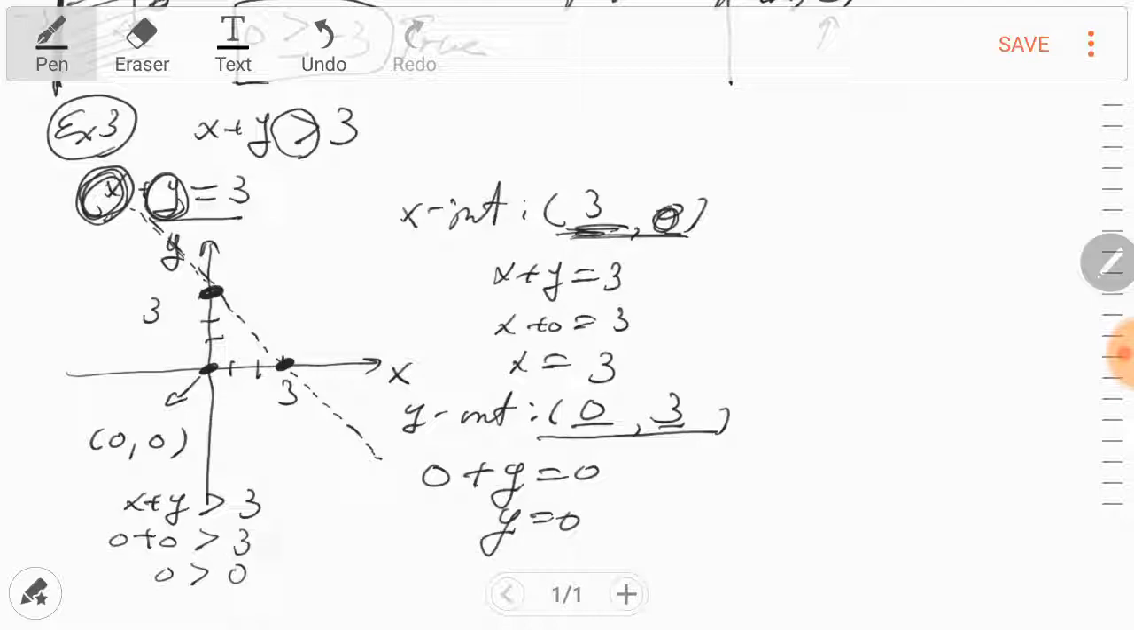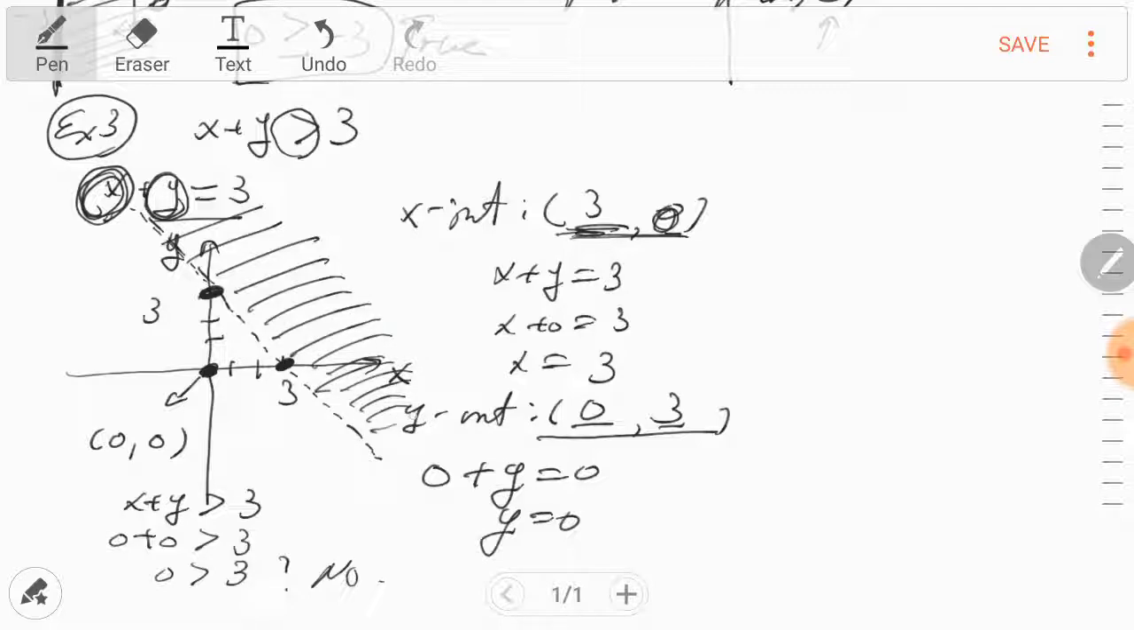Is 0 greater than 3? No, this is not true. Then the area that contains this point is not the solution. The solution is the other side. It's got to be above the line. So this is the solution. The graph of this inequality is above the line.